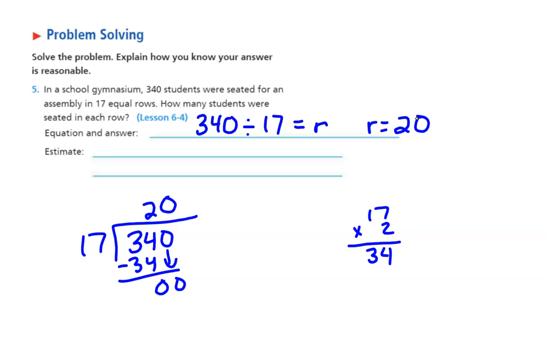Well, now as an estimate on this one, rather than dividing, I'm actually going to multiply. I'm going to leave 20 the same, and I'm going to round 17 up to 20. And what's 20 times 20? It's 400, which I think is close enough to 340. So I think I'm good to go. I would say that that is reasonable.